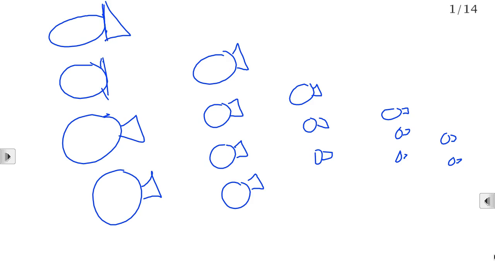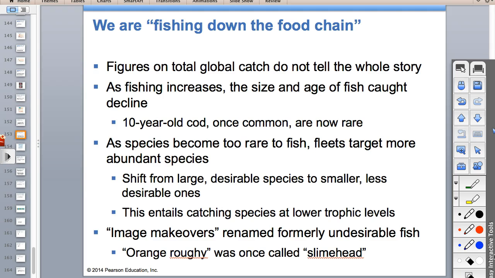And so we keep going down the food chain to these smaller fish, different kinds of fish, because these are gone. These are gone. These are gone. And now we're like over here somewhere. That's fishing down the food chain. So the large predatory fish are gone, so we're going down trophic levels, and that's what we're selling. So that's my best picture of that.